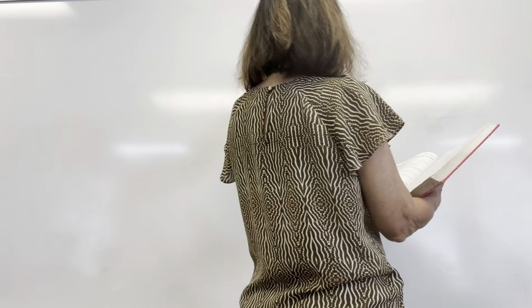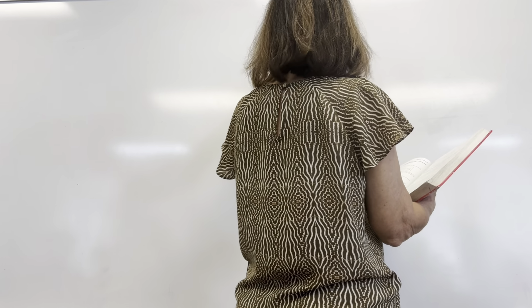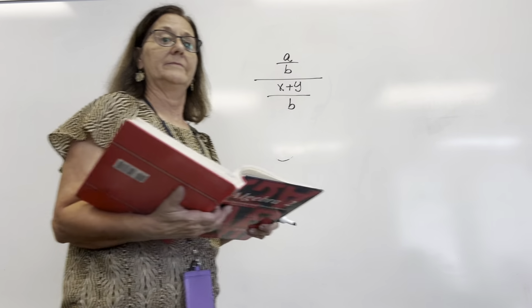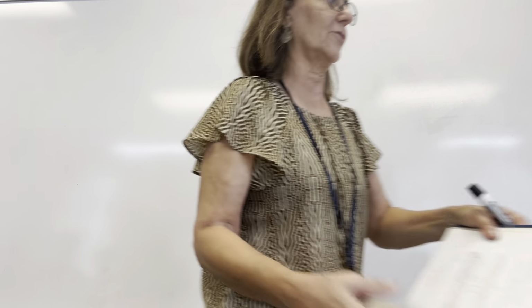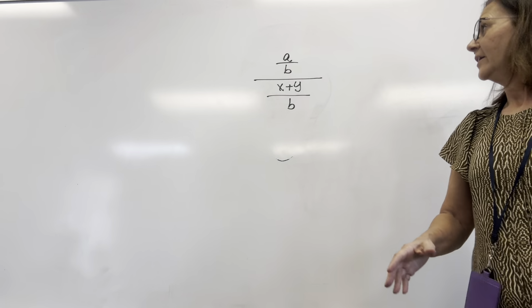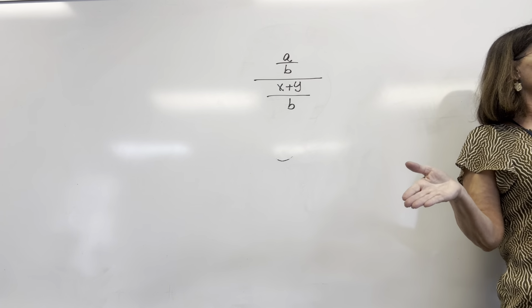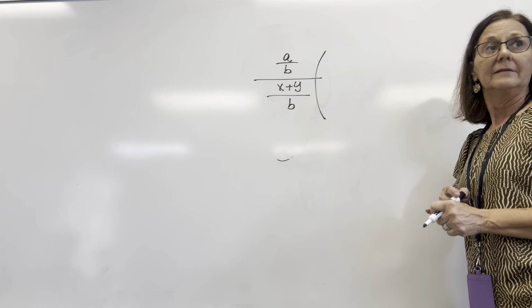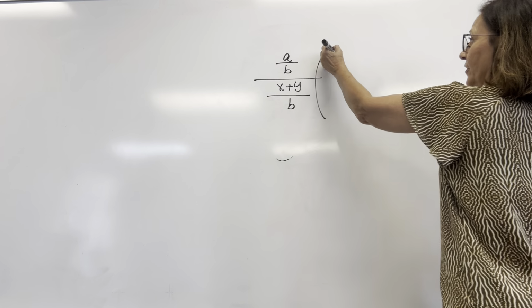All right, so look at example 1. A over B over x plus y over B. We can know the answer already. The answer is going to be what? A over x plus y. But let's prove it. How do I prove it? I multiply by the reciprocal of the denominator over itself.